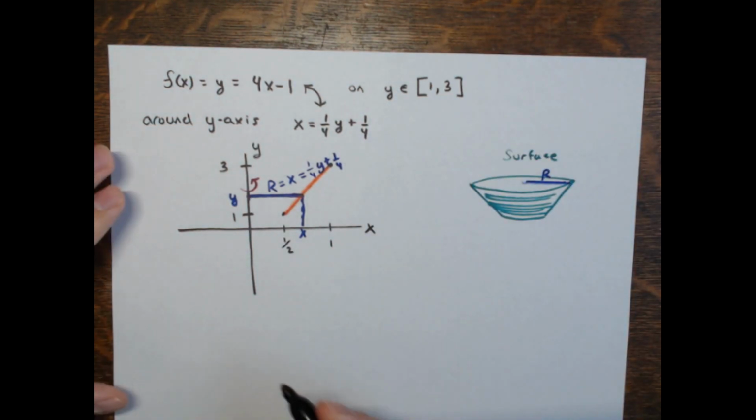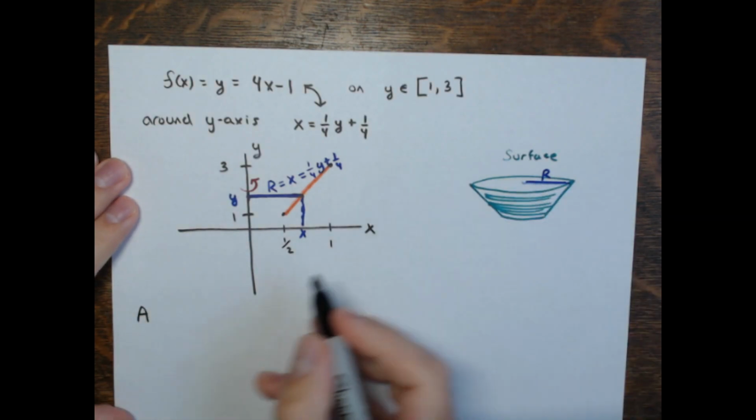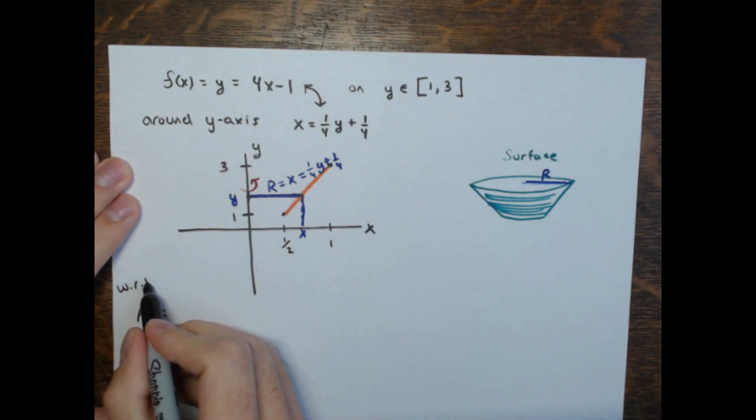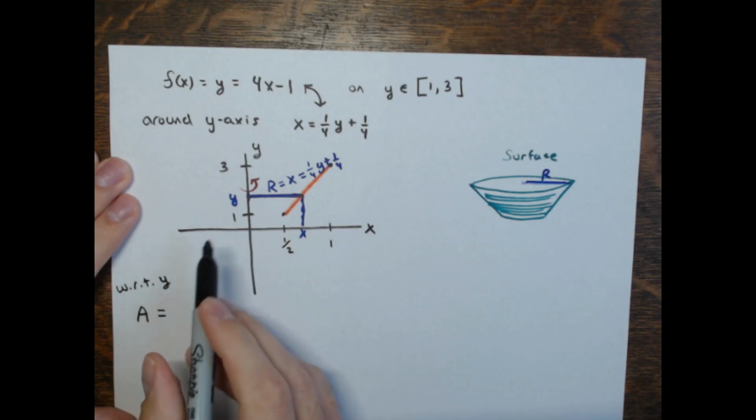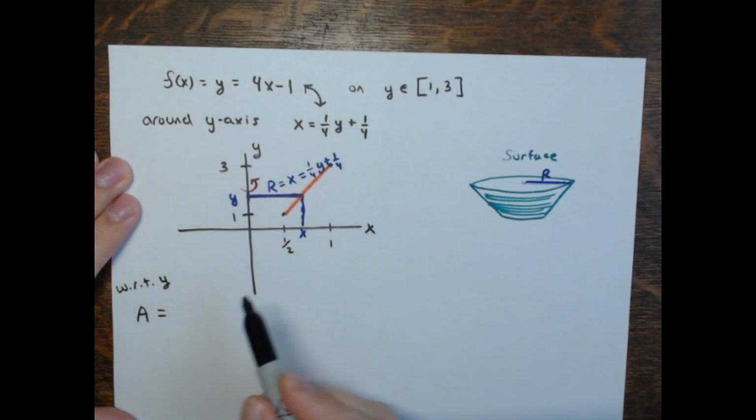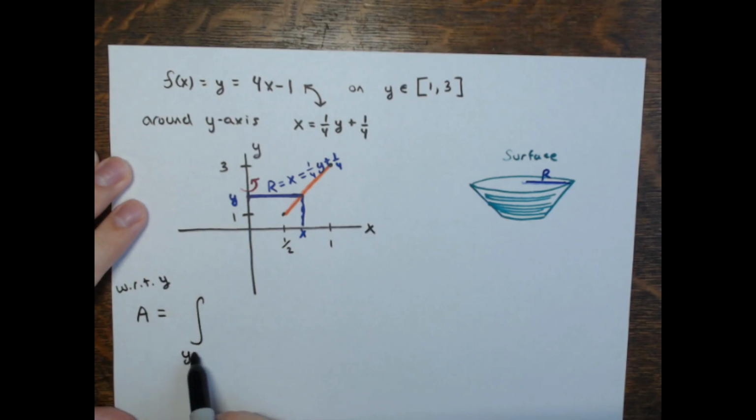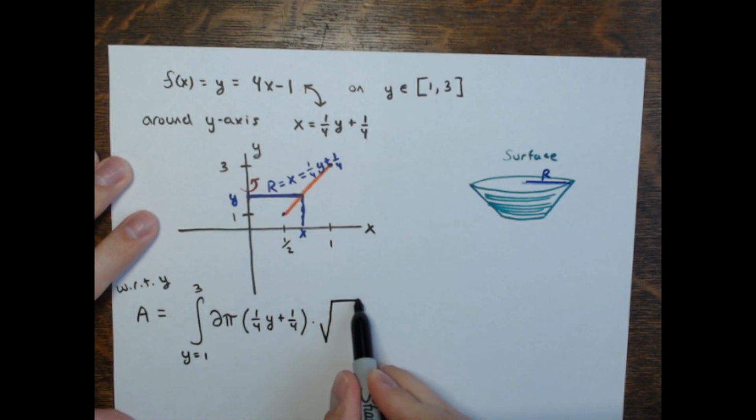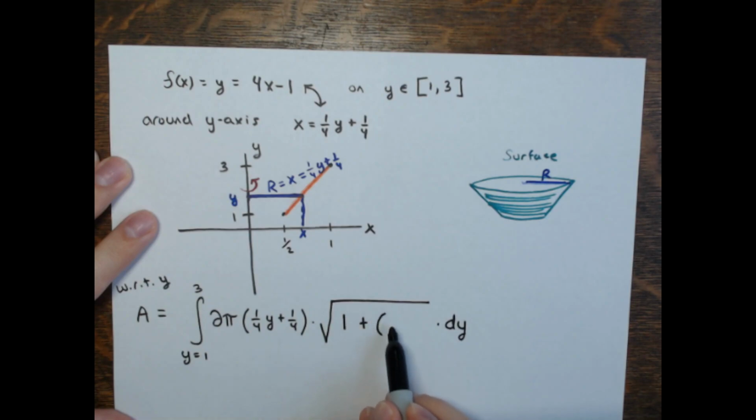So if I want the area of this lampshade, the area of this surface, let's do it with respect to y, because they gave me y values. So this will be the integral from y equals 1 to 3 of the circumference of rotation, 2 pi r. But r in terms of y was a quarter y plus a quarter, times ds, and ds is the square root, with the dy at the end, of 1 plus x prime.